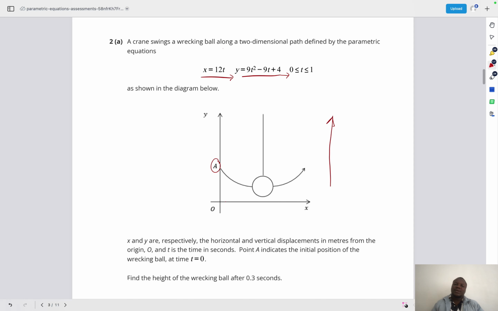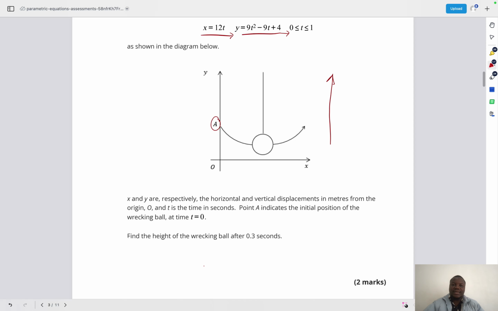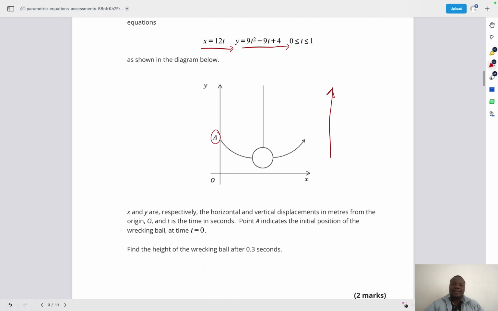So this is a typical example of a pendulum in physics, but just that it is put on the x-y plane. Now point A indicates the initial position of the wrecking ball at time t. Find the height of the wrecking ball after 0.3 seconds. Now it gets released at t equals 0. Now we want to know how high it goes along the y after 0.3 seconds.